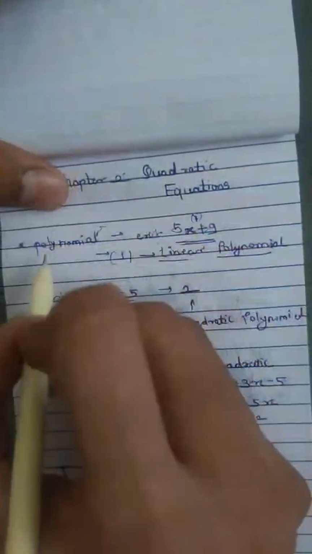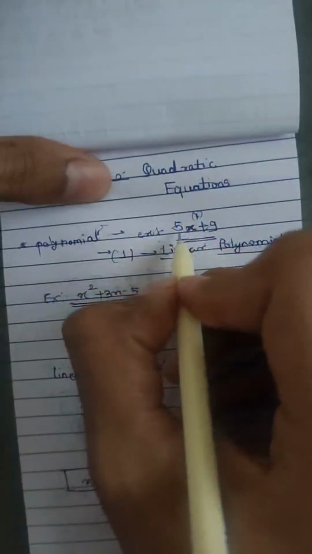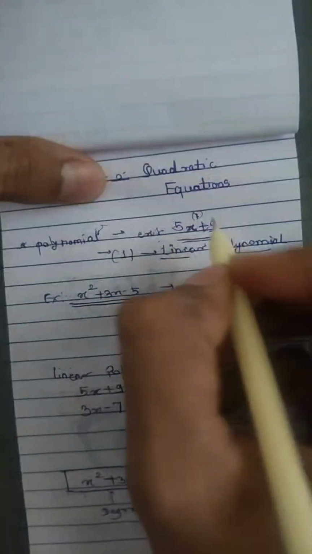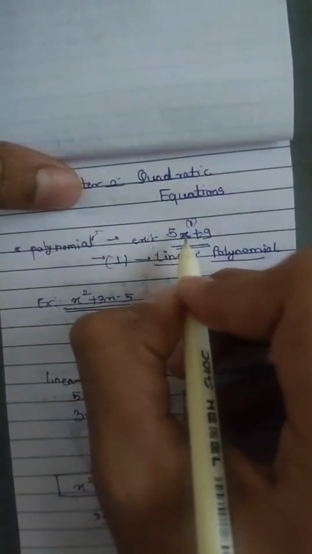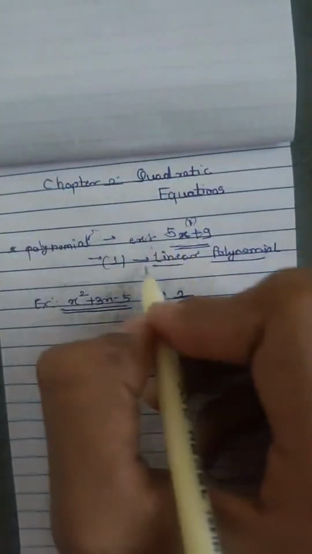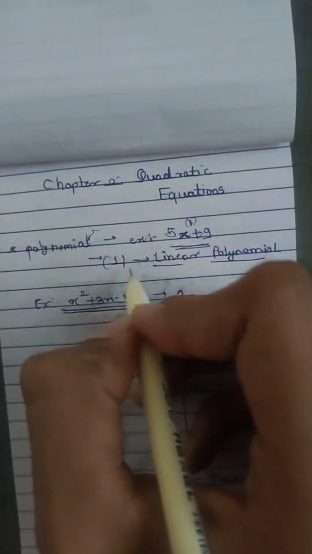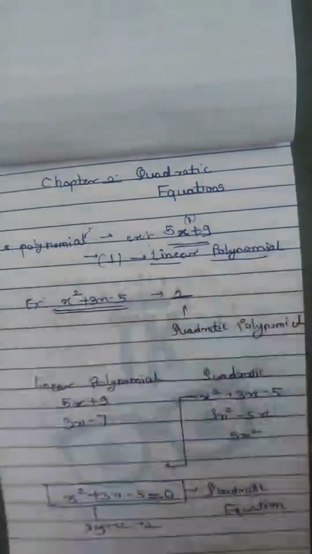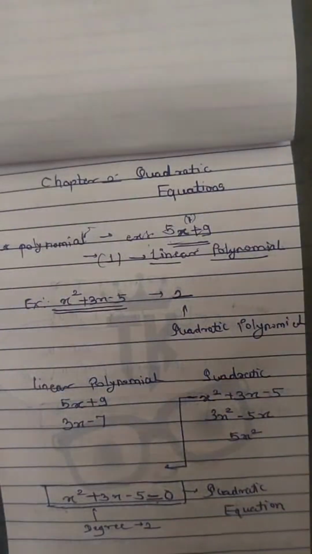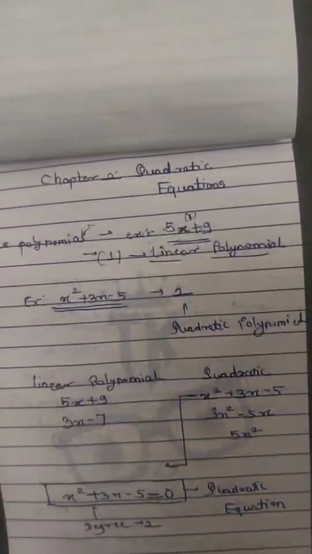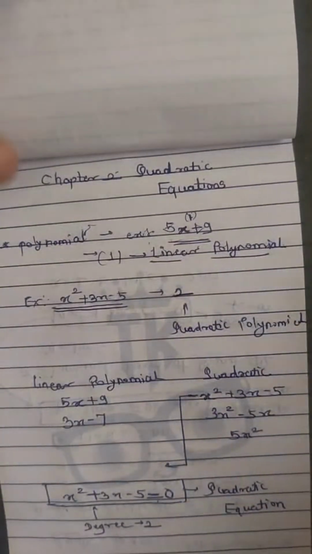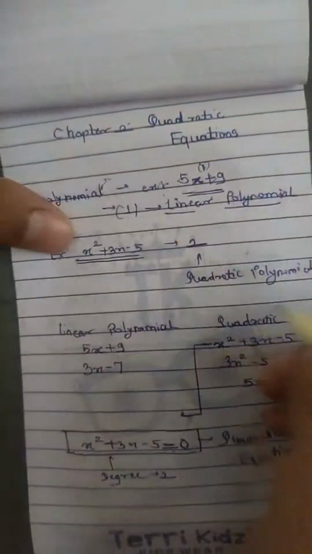As we studied in class 9 about polynomials, for example, if we consider 5x+9, and calculate its degree in x, it comes out to be 1. As the degree is 1, it is a linear polynomial. Similarly, for the example x square plus 3x minus 5, the degree comes out to be 2, so it is considered a quadratic polynomial.